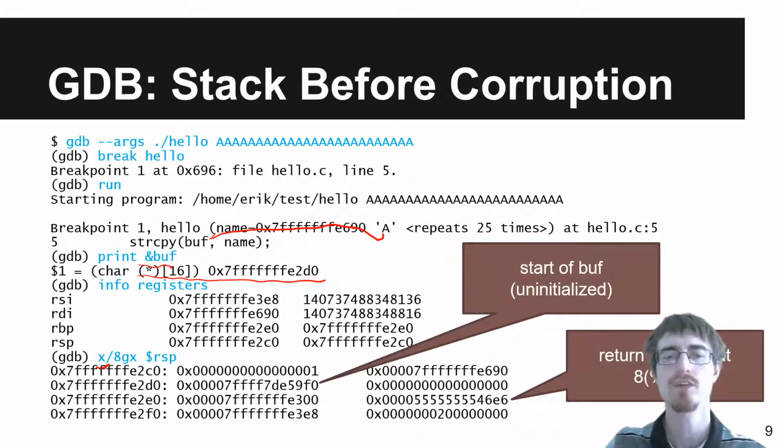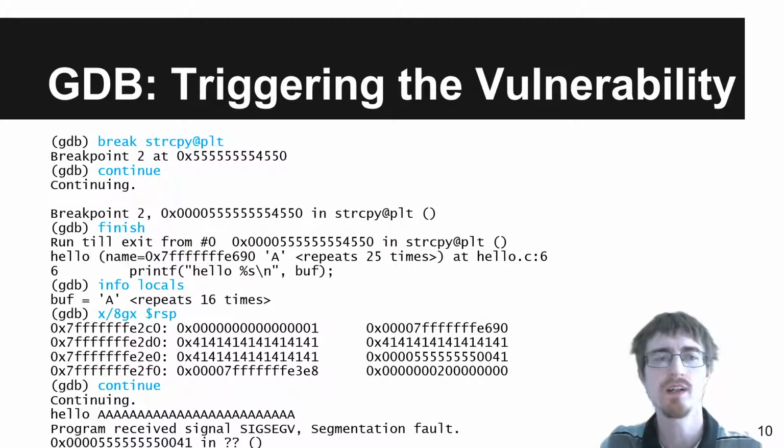Now, we also found the start of the buffer because we dumped the location of the buffer, right, using the print command. So now we can look what happens after we corrupt it. We trigger the vulnerability, but only after breaking on the string copy function. So we add a breakpoint, we continue execution, and then we get to the string copy function. Now we're not interested in debugging the string copy function itself, but what we want to do is we want to see the state of the program right after it executes.